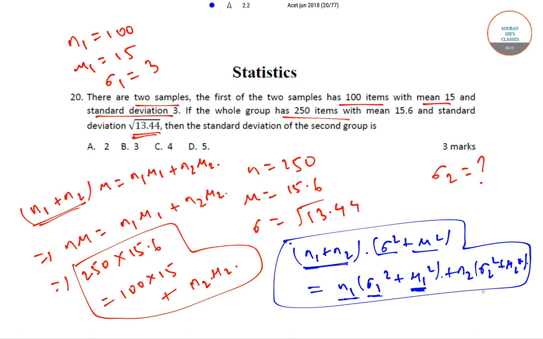Then using these two equations you'll solve to get the answer, and you'll get sigma2 to be equal to 4. So option C is the correct answer.